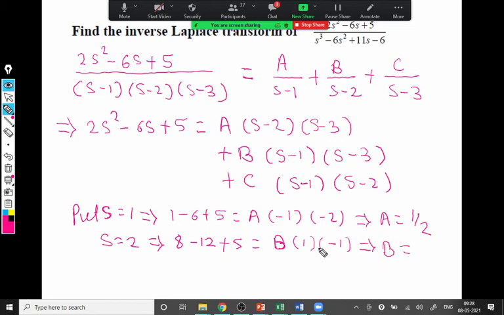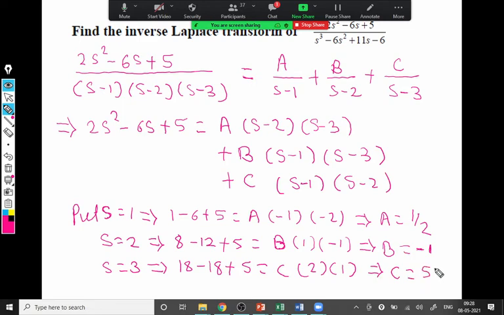So b is equal to, is it a minus 1? Sir, -1. Okay, correct. And last, s equal to 3. 18 minus 18 plus 5 is equal to c into 2 into 1. So the value of c is 5 by 2. Correct. So this is the way we get the values of a, b, c.